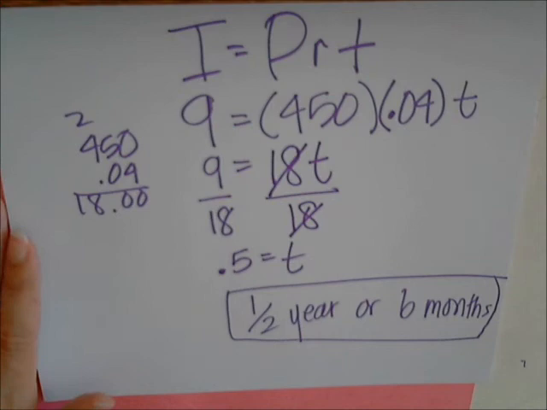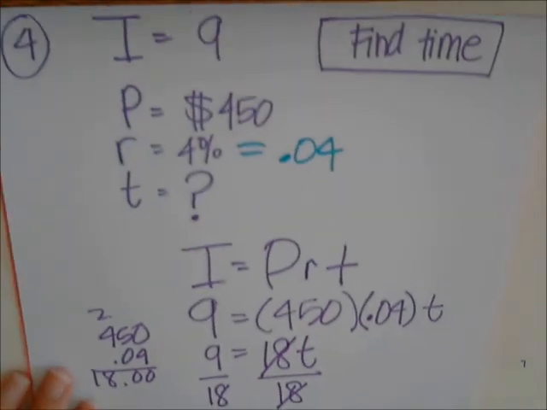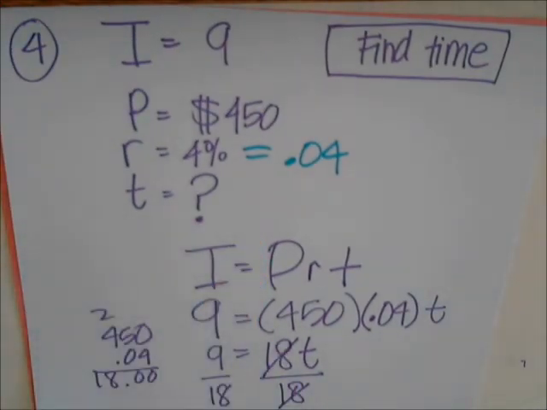And there you have it. So these are some ways that you can use I equals PRT, this equation, to solve for interest, principal, rate, and time. You can find all of those things using the interest equation.